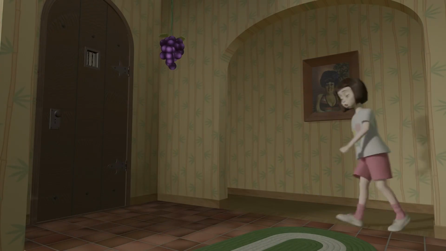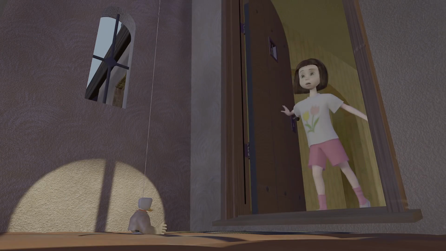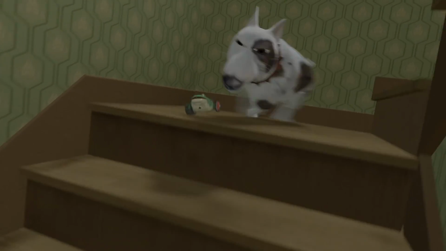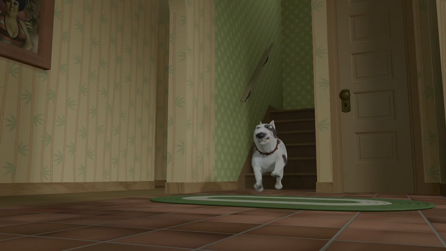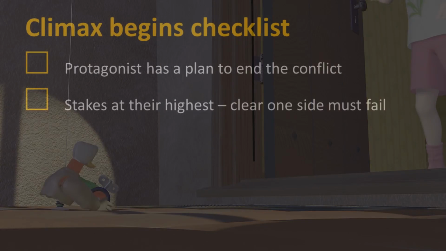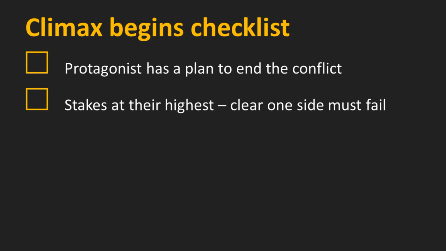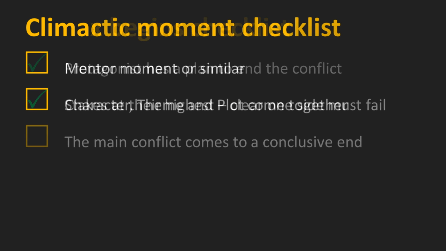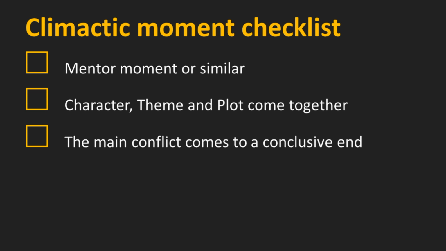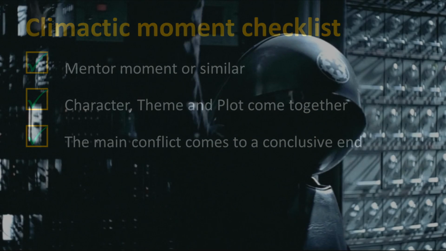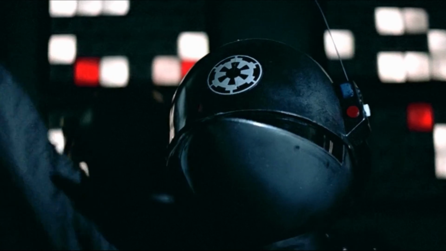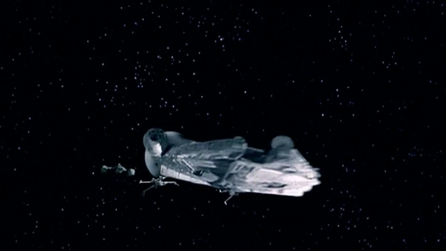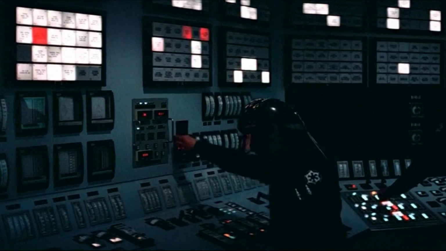In Toy Story, Buzz and Woody finally start working together to escape Sid, only to realise they are too late and Andy is already driving away to his new home. The climax begins 88% of the way through the story, but results in a climactic moment just before the end. I tend to plan these as two separate beats, but will handle them together here. In Star Wars, Rebel pilots prepare for battle as the Death Star approaches, and we have a mentor moment as Obi-Wan's ghost tells Luke to use the Force, and Luke destroys the Death Star.